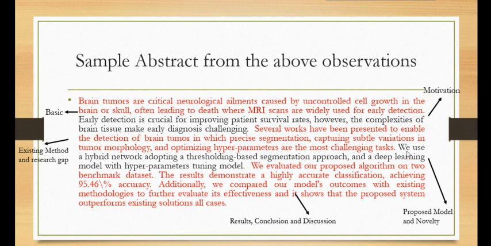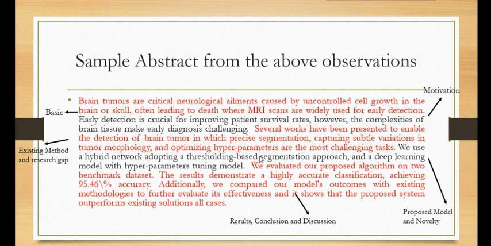So that's why we use a hybrid network, since we have the challenges of tumor morphology, optimizing hyperparameters, and segmentation. So we use a hybrid network by adopting thresholding segmentation and a deep learning model with hyperparameters. This one is our novelty. We proposed a hybrid network model in which thresholding-based segmentation and hyperparameter tuning is our novelty.